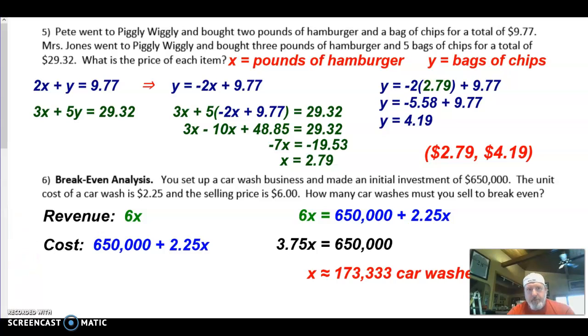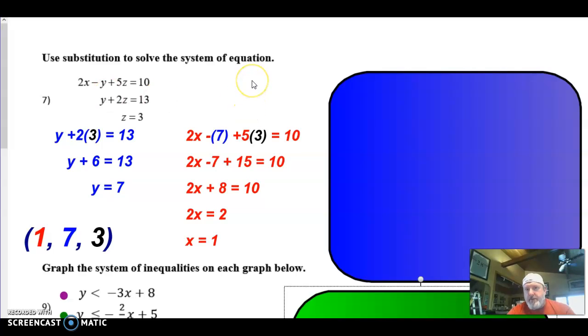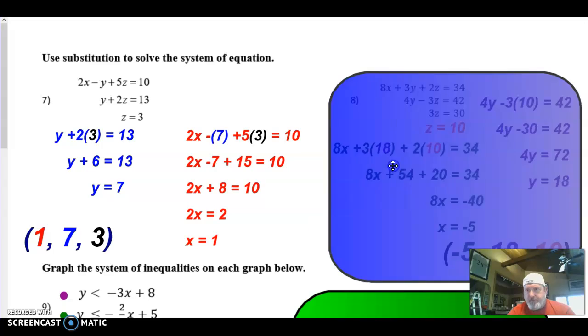All right, page 2. Substitution. Now we got 3 equations, 3 variables. Don't let that bother you here. Notice this first one's already solved for z. So I know that z is 3. I can just slide it right up here and plug that in. That allows me to solve for y. So now that I know z is 3 and y is 7, I can plug those into the top equation. That allows me to solve for x, which is 1. And now I have my ordered triple. So 1, 7, and 3.